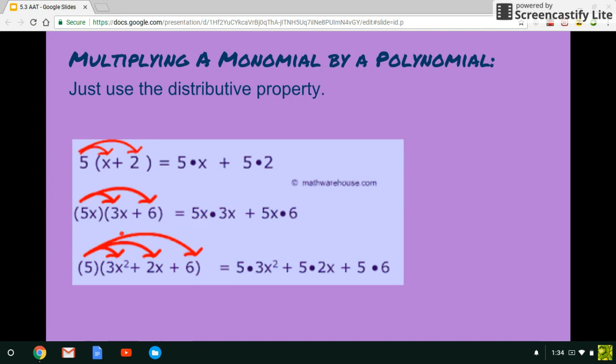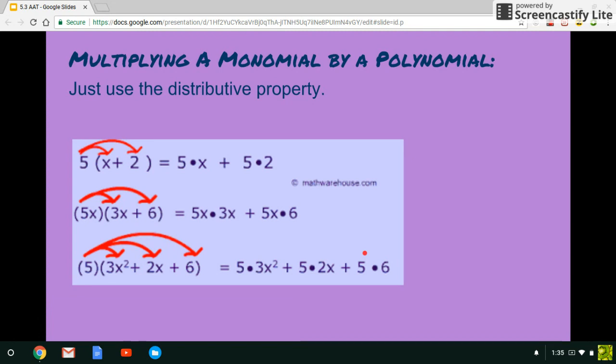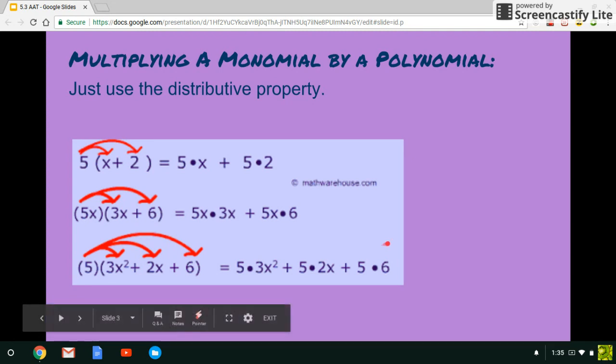And then on the last one, if we've got 3 terms or something like that, we have 5 times (3x squared plus 2x plus 6). So we end up with 5 times 3x squared plus 5 times 2x plus 5 times 6. So that simplifies to 15x squared plus 10x plus 30. So that's just multiplying a monomial by a polynomial.